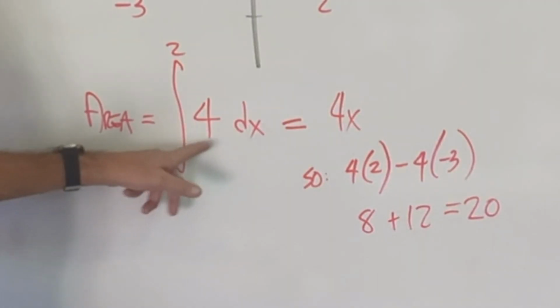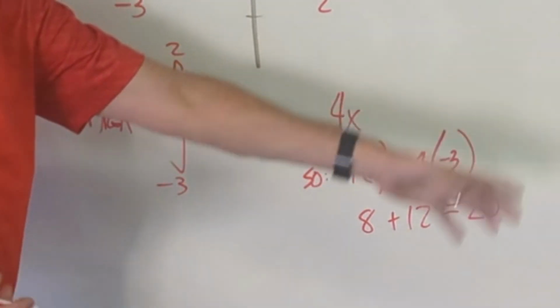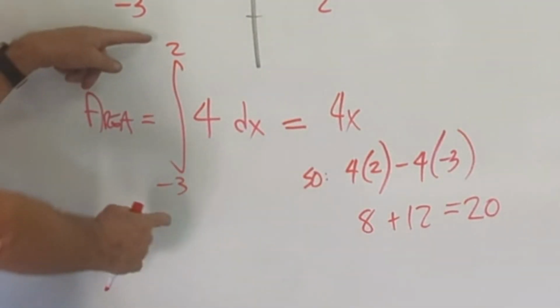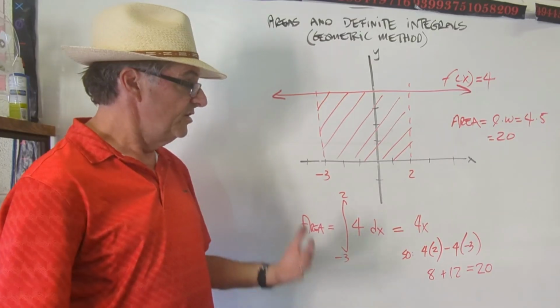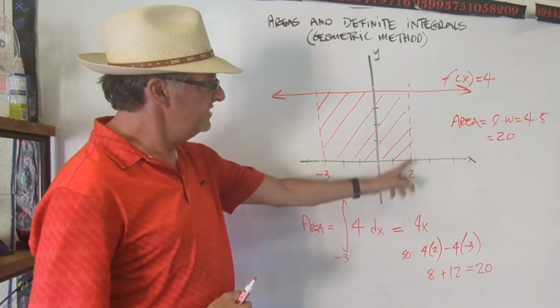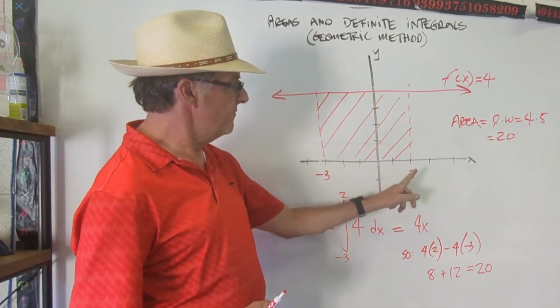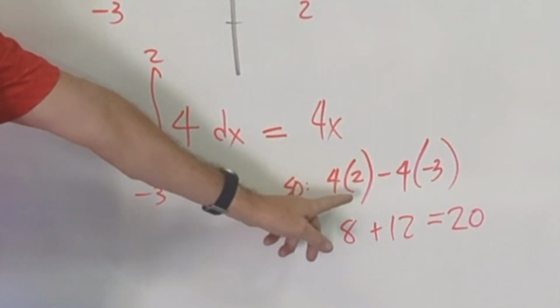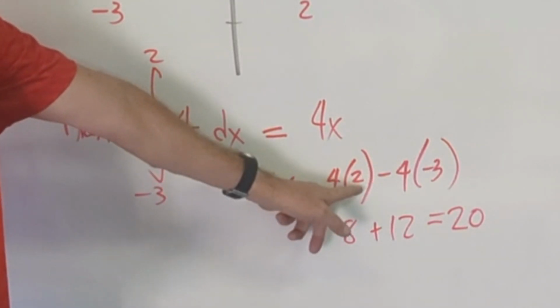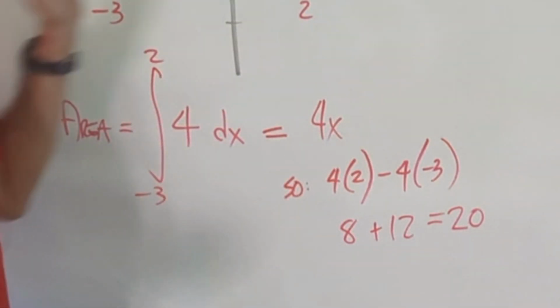So the integral of 4 dx is 4x. Now I'm going to drop my plus c because I don't need to worry about that because I'm doing a definite integral. So check this out. All I'm going to do to get the area under the curve, or under the straight line in this case, is subtract this one from that one. So I subtracted, I got my 4 times 2. Here's my function, 4. My x is my 2, this one to the right.